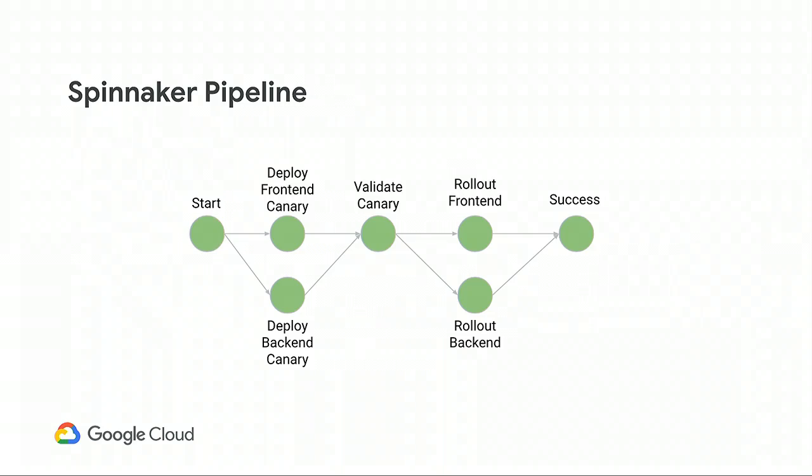So a sample Spinnaker pipeline might look something like this. And it's going to vary for everyone depending on the complexity of your applications, how many microservices you might have. But in general, what you're going to do when you start a deployment is to deploy a canary, so a new version of your application. You're going to test it, make sure it's working the way you expect it to from a feature, functionality, performance standpoint. Validate that thing, and then roll it out to production or to your staging environment, whatever your deployment target is.